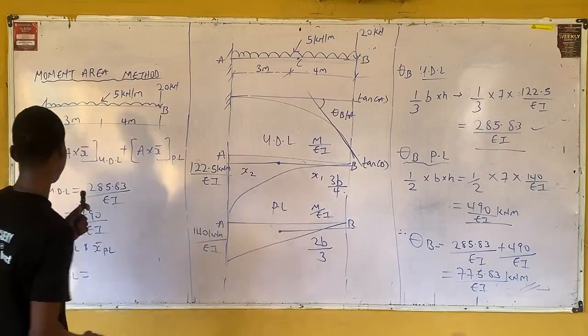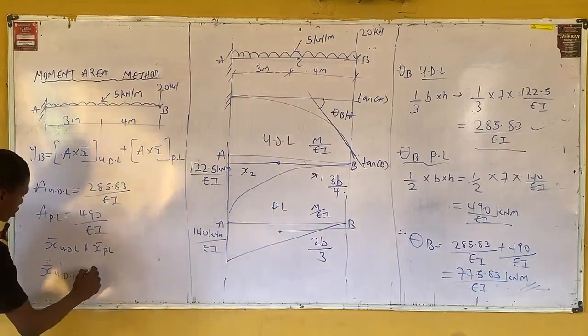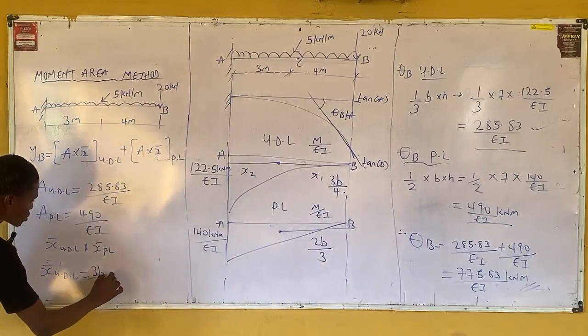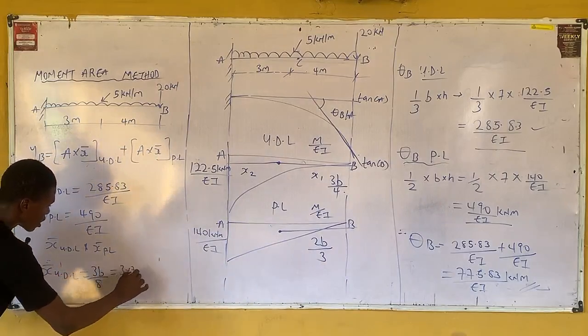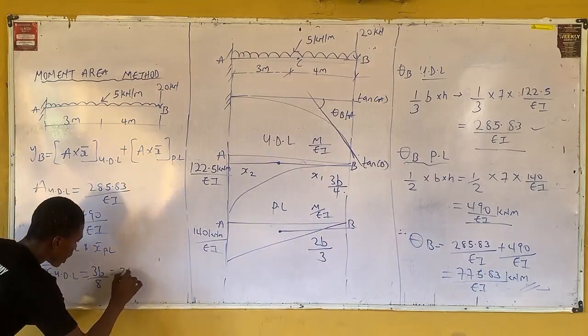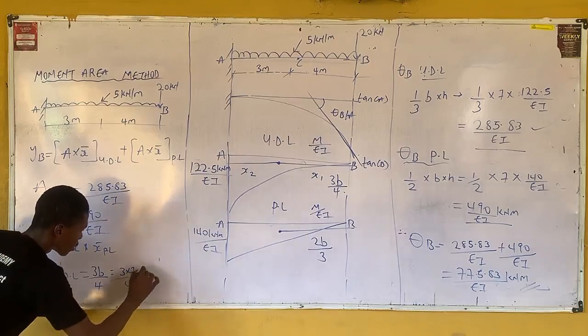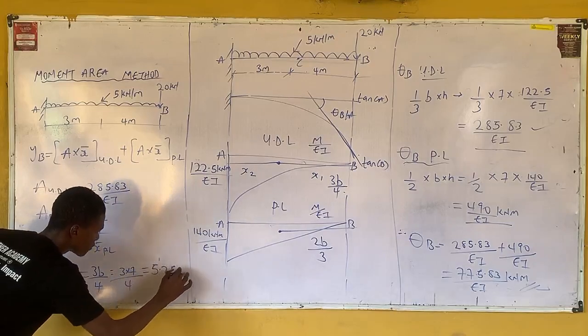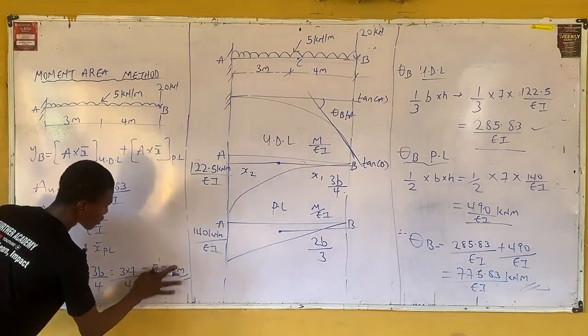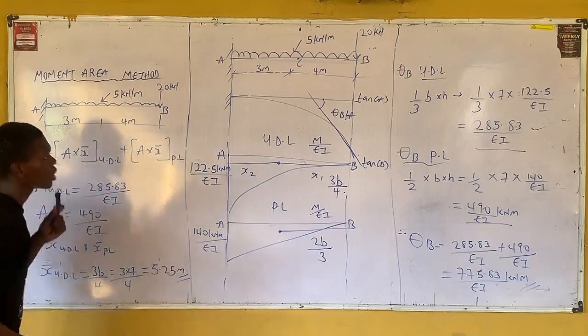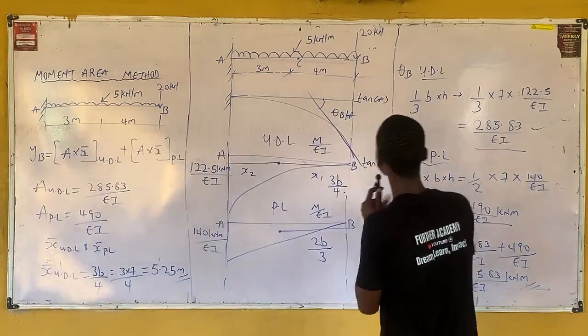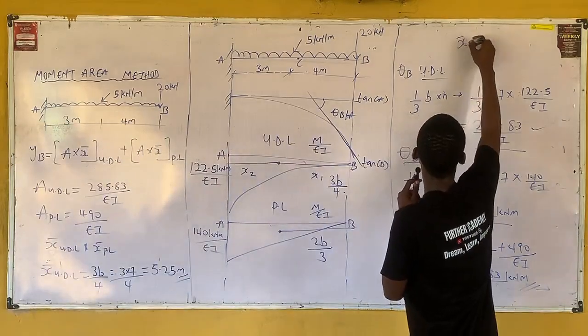So let's solve for the centroid of UDL. 3b over 4. Substitute the value of b. That's 3 times 7 over 4. What's the answer? 5.25 meter. Let's solve for the centroid for point load.